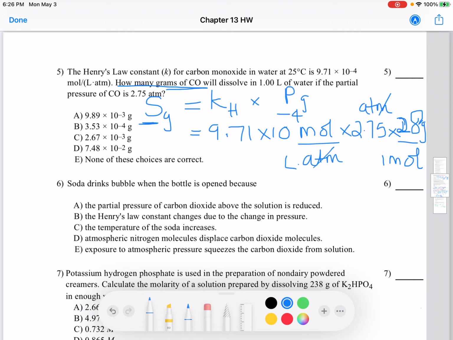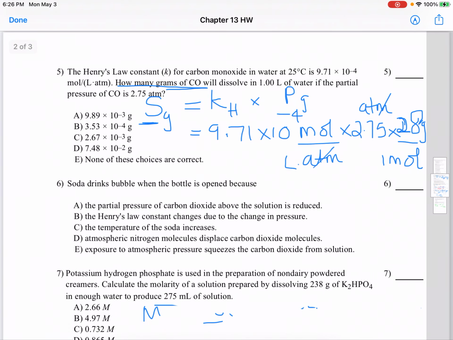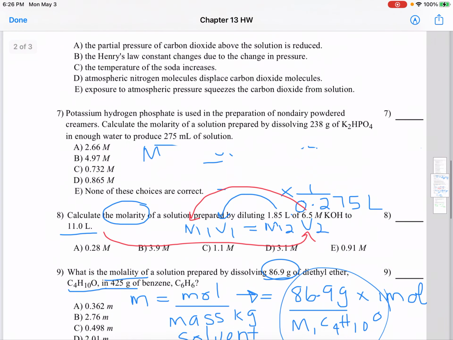Henry's law constant changes due to the change in the pressure. No. The temperature of the soda increases. No. Atmospheric nitrogen molecules displace carbon dioxide molecules. No. Exposure to atmospheric pressure squeezes the carbon dioxide from solution. That's not correct either. So we found a correct answer.